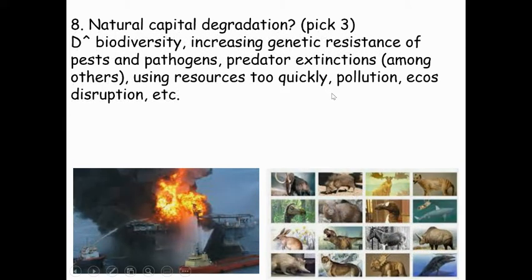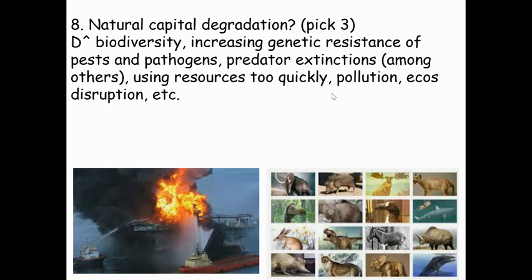All right, so natural capital basically is the value of nature. We're obviously degrading it. Pick 3 of these. So obviously biodiversity has been decreasing. The more pesticides we use, the more resistance insects and other pathogens gain because of their reproductive rate.